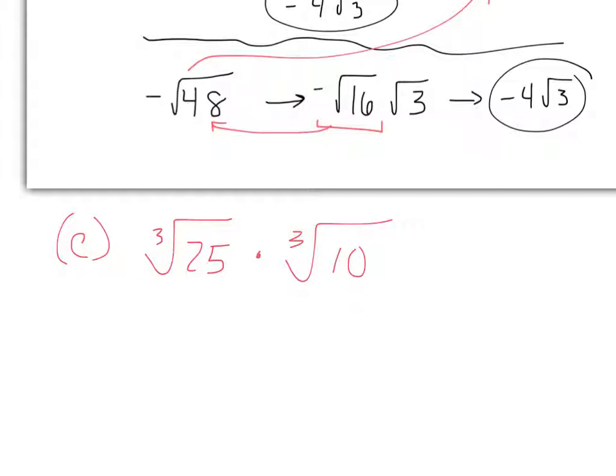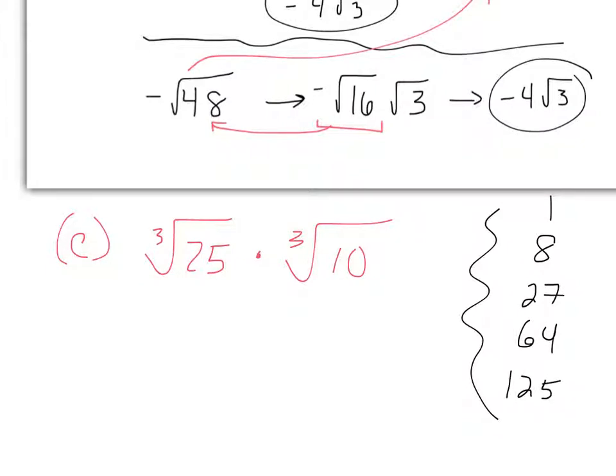The perfect cubes that we know, again, this is what we have to be thinking. Perfect cubes are 1, 8, 27, 64, 125. Those are my perfect cubes. None of those numbers along the right go into 10, and none of those numbers go into 25. So I can't break up 25 and 10. What do you got? But I can multiply them.